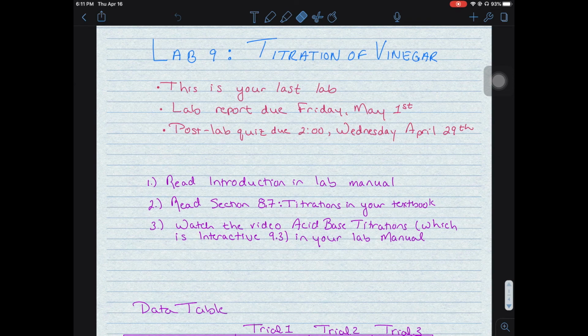Okay, so before you go on and watch the titrations part 2 video, just a few notes about this lab. Lab 9, which is titration of vinegar. This is your last lab for the semester. This lab report will be due on Friday, May 1st, and the post-lab quiz will be due at 2 o'clock on Wednesday, April 29th, which is the last time before our first lab meeting of that week. Before you go and watch the part 2 video, please read the introduction in your lab manual for this laboratory. Read section 8.7, which is titrations in your textbook, and also watch the short 2-minute video that I have in the lab manual on acid-base titrations. It's interactive 9.3.